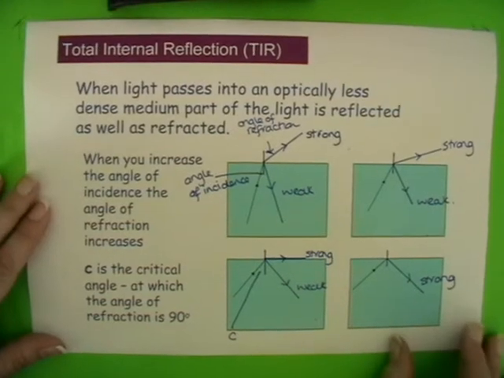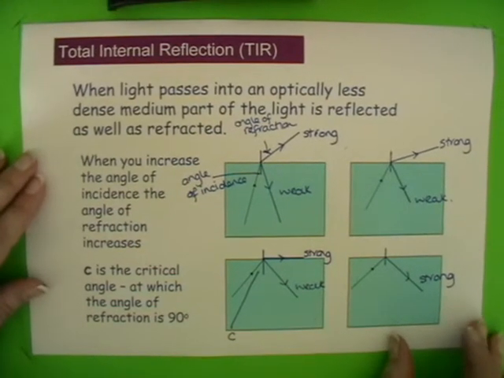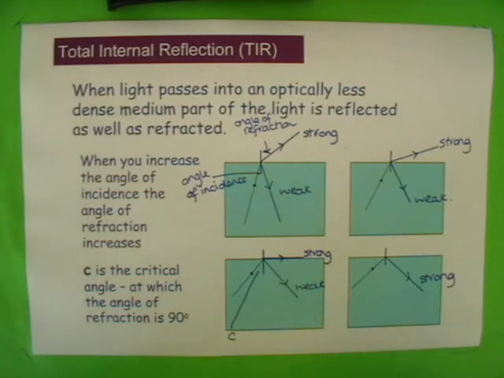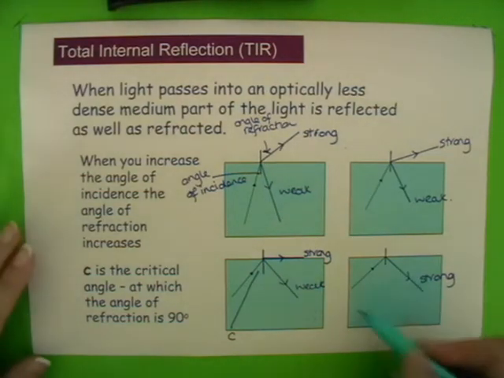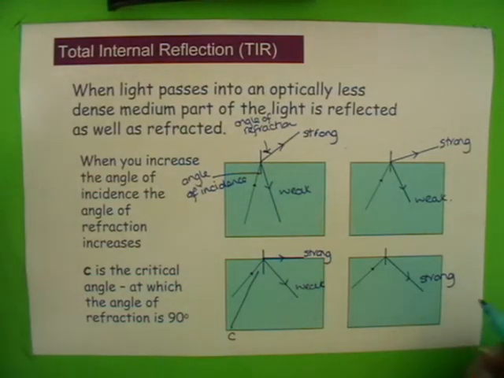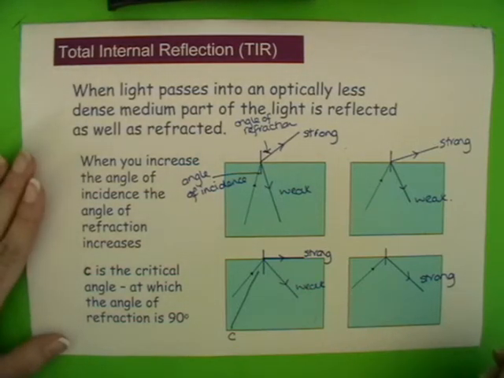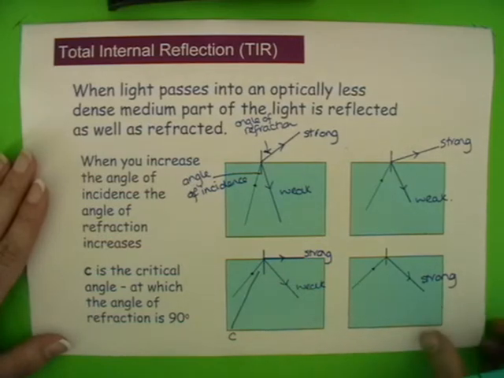And we call this property total internal reflection. Total meaning all, internal meaning staying inside the glass, and reflection. So total internal reflection, all the light is reflected internally. The critical angle for glass, above which all the light will be totally internally reflected, is 42 degrees.